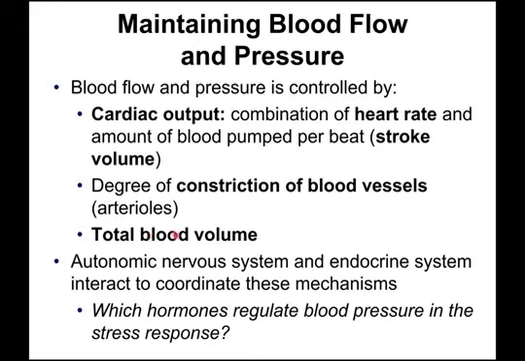Now, these factors are controlled by two main things. You have your nervous system, more specifically the autonomic nervous system that controls both the cardiac output and the constriction of the blood vessels, and the endocrine system as well. If you remember, we went through an example of a gland which under stress affects the overall heart rate and constriction of blood vessels.